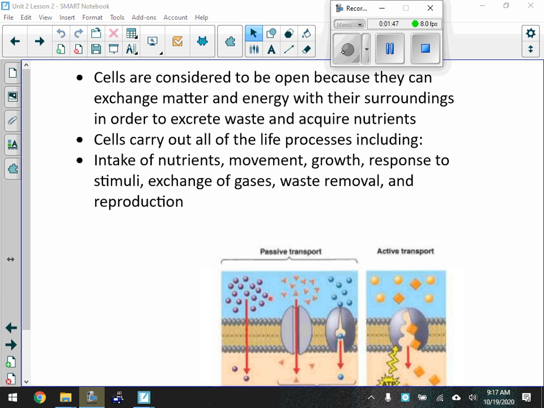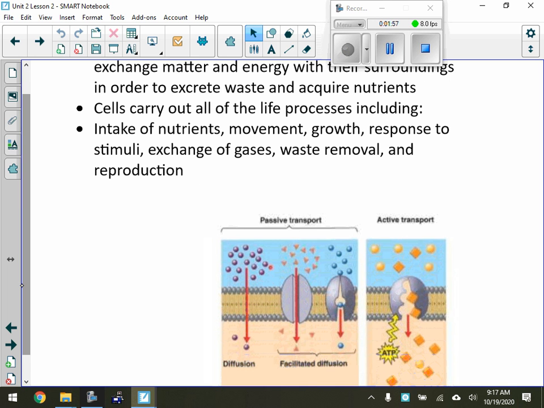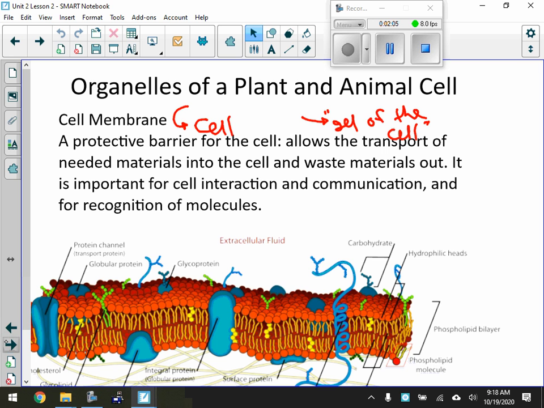So, as you can see, there's some diagrams here. We're going to talk about those coming up here down the road. So we're going to talk about passive transport and active transport, and describe when that's going to happen and things like that. But, yeah. Okay? I think we talked about everything that we need to talk about there, so let's move on to the next part. We're going to talk about organelles of plants and animal cells.